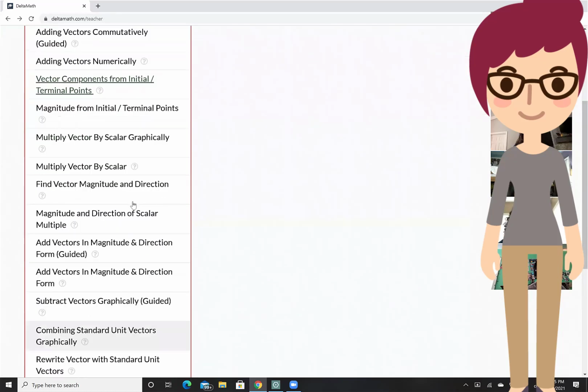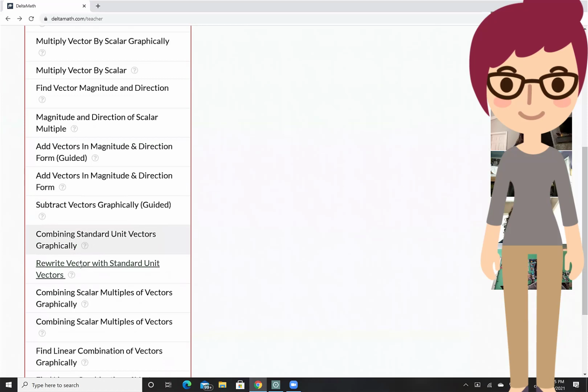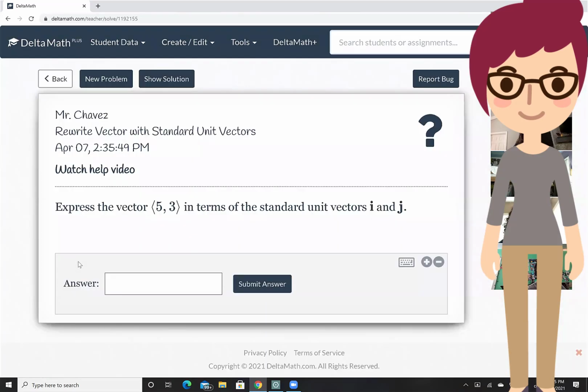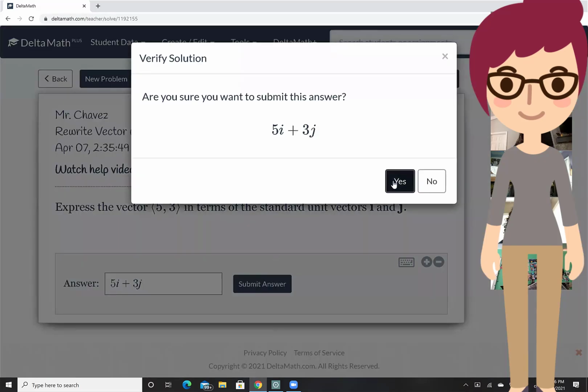Let's go to the next topic, rewrite vectors with standard units. I think this is gonna be too easy for you guys. Express the vector 5, 3 in terms of the standard unit vectors i and j. You're literally just typing 5i plus 3j and submit. And there it is, correct.